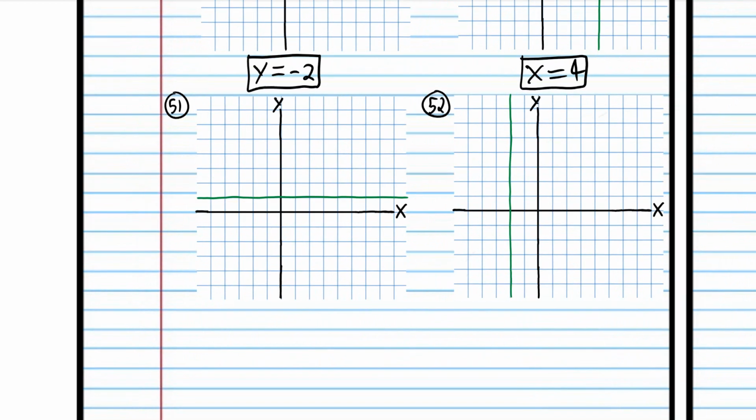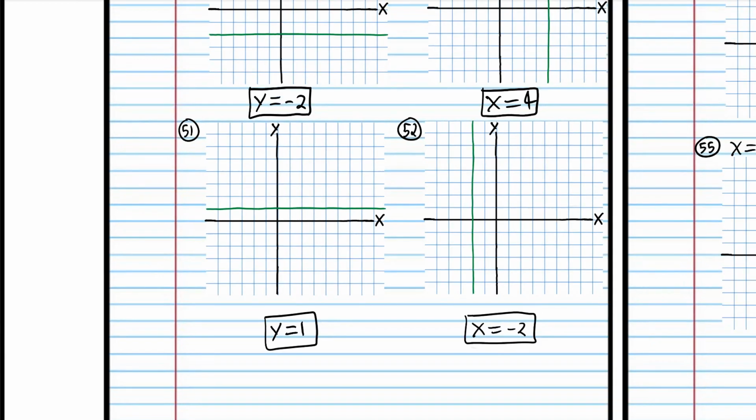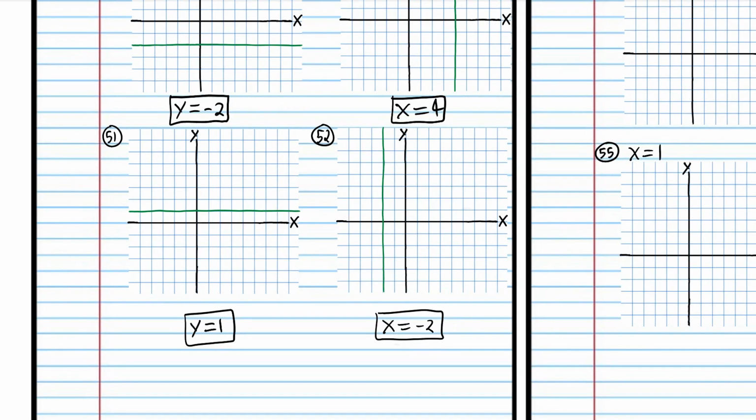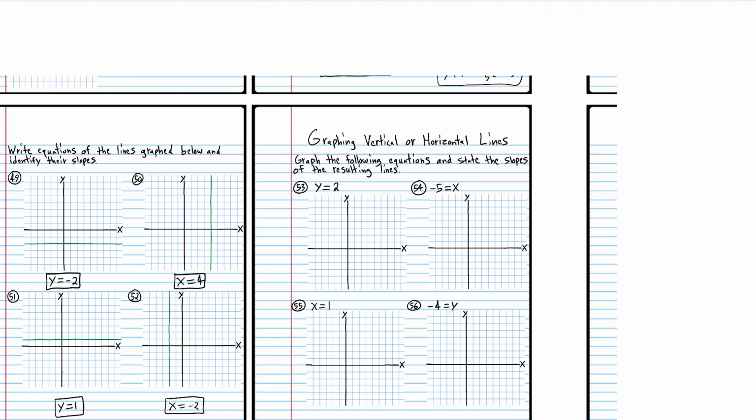All right, we're back. This is a horizontal line, so it's y equals 1. This is a vertical line, so it's x equals -2. Again, this is just memorization, memorizing how to write vertical and horizontal lines. So those should not be difficult for you. All right, on to 53.